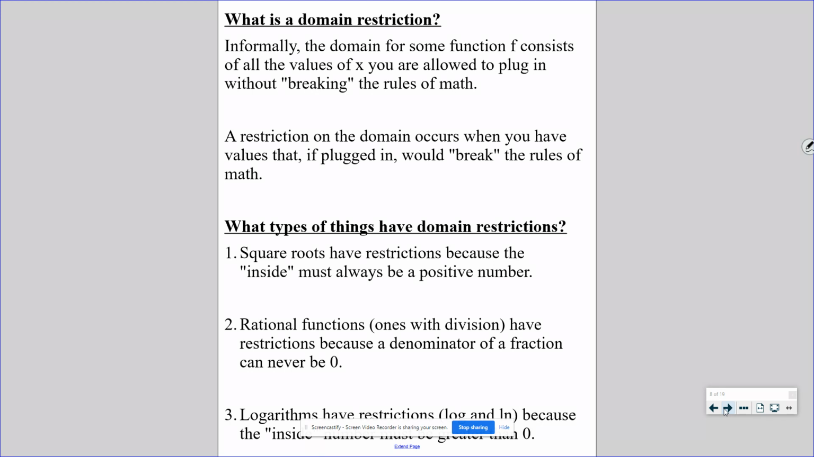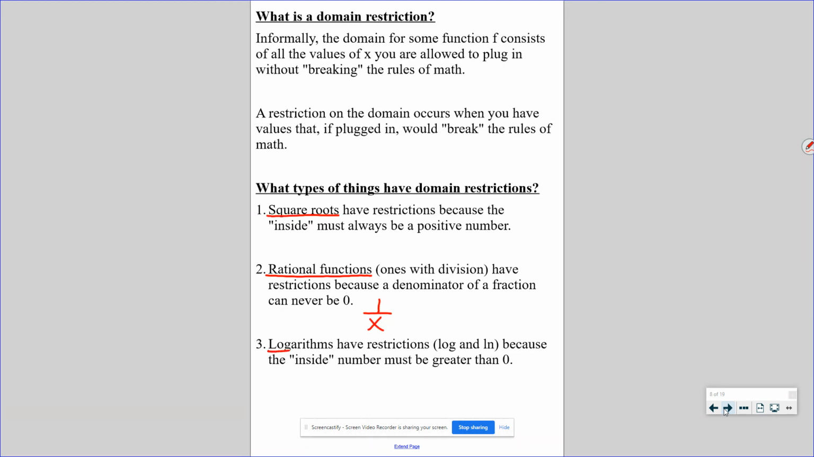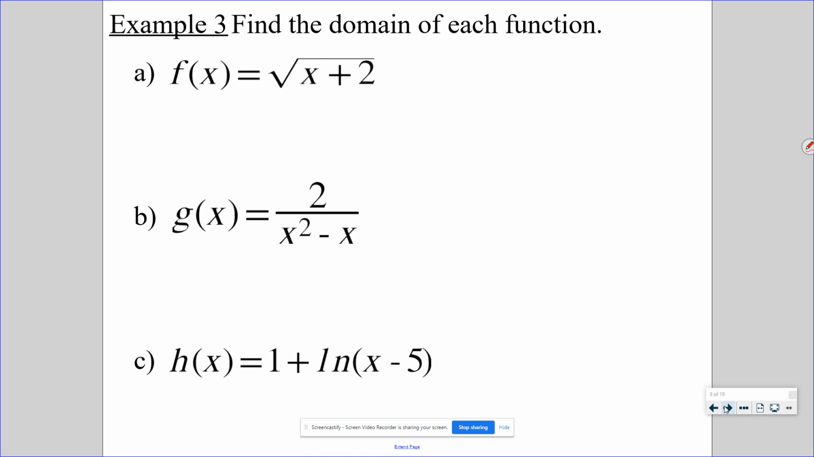So what types of things have domain restrictions? You can look here. Square roots have domain restrictions because the inside must be a positive number. Rational functions, like 1 over x, have restrictions because the denominator can't be 0. And logarithms have restrictions because, with logarithms, the inside number has to be larger than 0. Just a reminder, log is a logarithm, but so is ln. Okay? They're both logarithms.